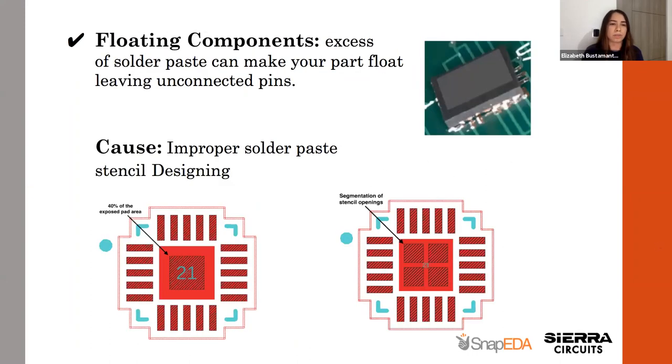Okay, so let's go to the next one. This one is the one that I was talking about just a couple minutes ago, and this is the one that I wanted to share more information regarding the solder paste mask. So let's get started with the manufacturing defect. The name is floating components. Basically, it's when you have an excess of solder paste that can make your part float, and that can lead to unconnected pins.